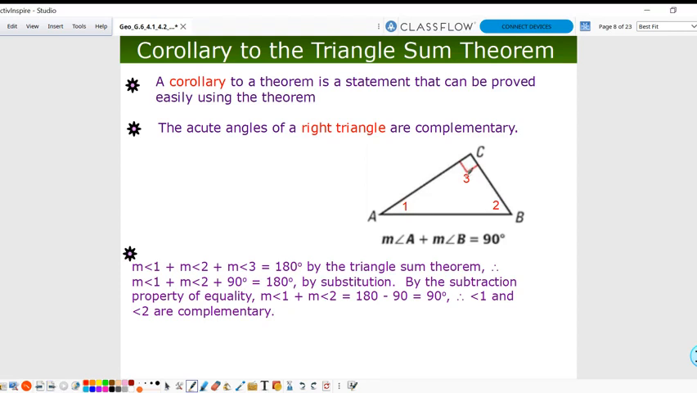So if we know that angle 3 is 90 degrees, and we know all the angles within a triangle have to add up to 180, if we do 180 minus the 90 degrees, we'll have 90 degrees left over to share between angle 1 and 2. Therefore, the measure of angle 1 plus the measure of angle 2 will equal 90 degrees, which makes them complementary. And you have the proof here as well.